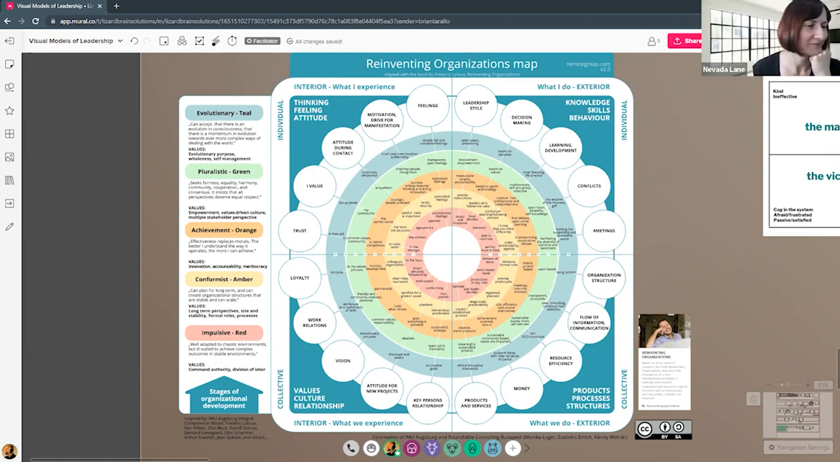Well, let me see if I can take a crack at it, if that's okay. So I think the important place to start is actually on the left, where you've got the stages of organizational development. This is what Nevada was talking about with the spiral: an organization at its most basic is impulsive, and then a little bit more involved, it's going to become conformist, and then beyond that, achievement oriented, and then pluralistic, and then getting to evolutionary. So that is the evolution of organizations. An impulsive organization, that's like a mafia, okay? Conformist, that's a hierarchy. Achievement, that's market driven. Pluralistic, this is like a not-for-profit or an NGO. And then a teal organization, well, those are few and far between.